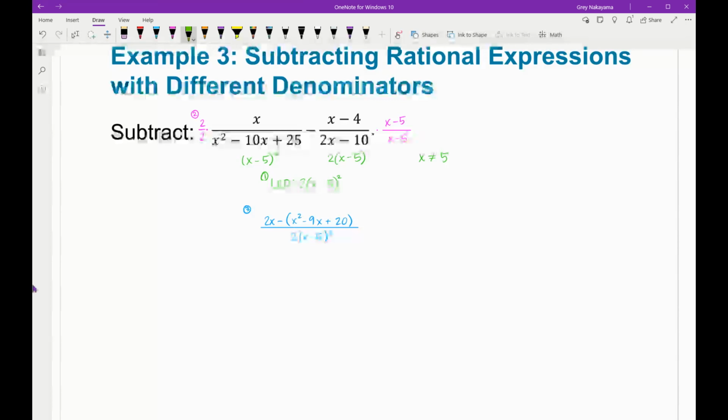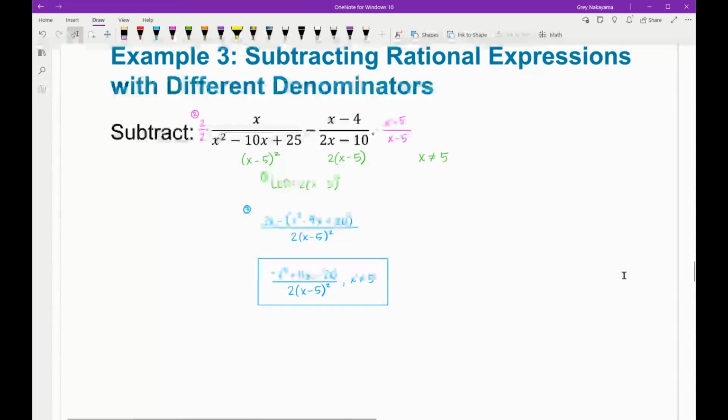Okay, so when I simplify that, on the bottom it stays the same. I have a negative x squared. We generally write these in what we call standard form, so the highest exponent first. So you've got to think about the fact that the sign of each of these terms has been changed to the opposite because of that minus sign. So I'm going to have minus x squared. 2x minus a negative 9x is 2x plus 9x, or 11x. And then I have minus 20. And x, again, cannot be 5. So that's all we've got there.